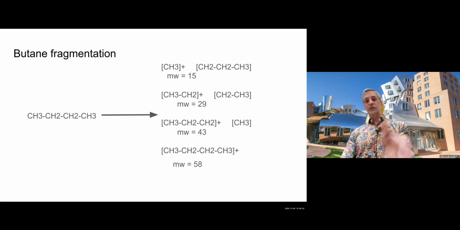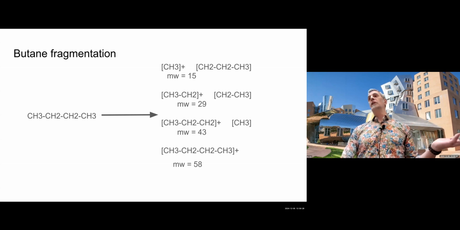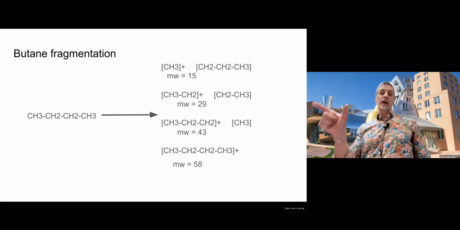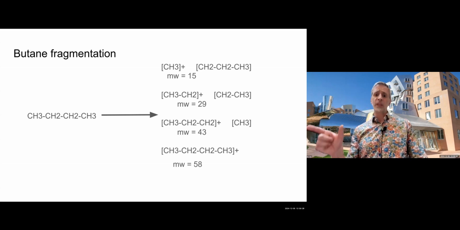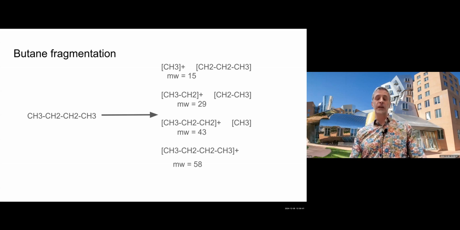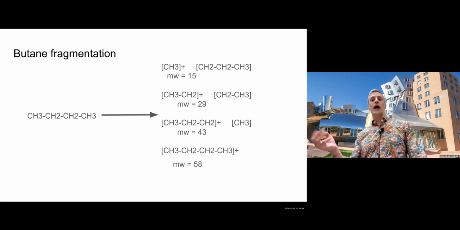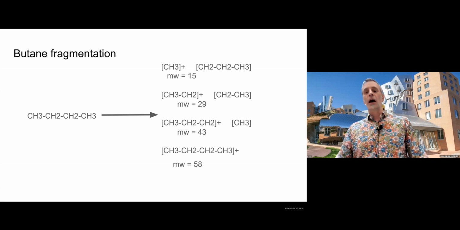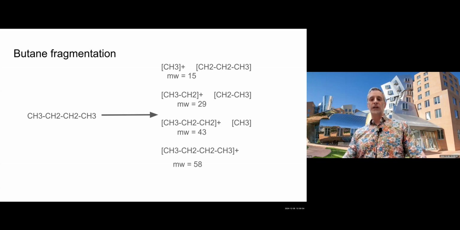So if we look at the first fragmentation where we just cleave off that CH3, then we've got something with molecular weight 15. If we cleave it in the middle, we get molecular weight 29. Cleave it so we have three of them in a row, molecular weight 43. And then, in some methodologies, it's more common to get a proton attached to the molecule, and that's how it gets ionized. And so in that case, we get molecular weight 58 or molecular weight 59.